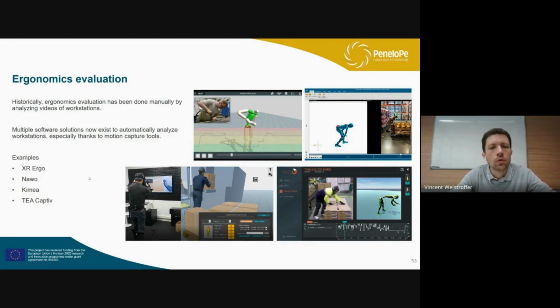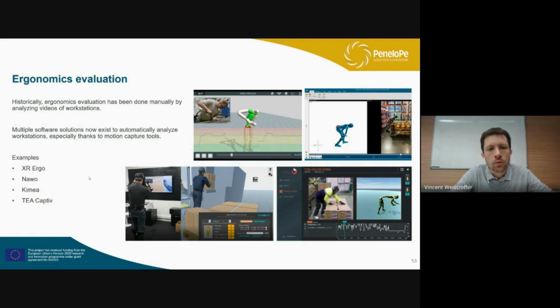Historically, this ergonomics evaluation has been performed manually by watching videos. So you would have the ergonomists go on site, observe the operators, and capture some video. And in the end, they would analyze the video, make some annotations, measure the body angulations, and perform a manual analysis based on these videos.